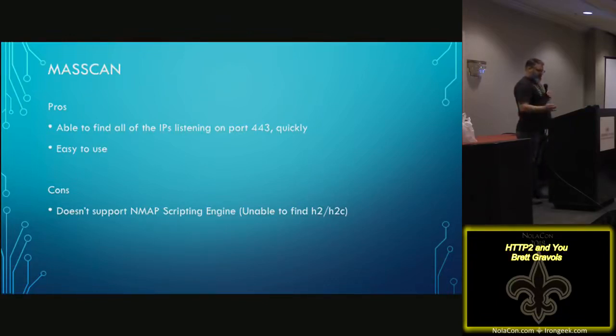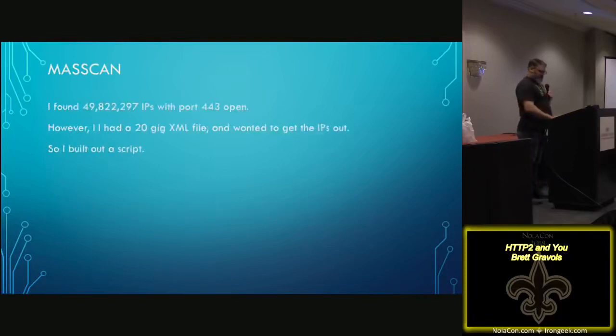I think, did I say that it doesn't support scripting engine, right? So, okay. So basically, I went ahead and found close to 50 million IPs with port 443 open. And I had a big, fun 20 gig XML file. And really, all I wanted was to get the IPs out. And unlike some people, I hate using grep. And again, I hate myself and I like to punish myself. So I built a Python script to do this for me.